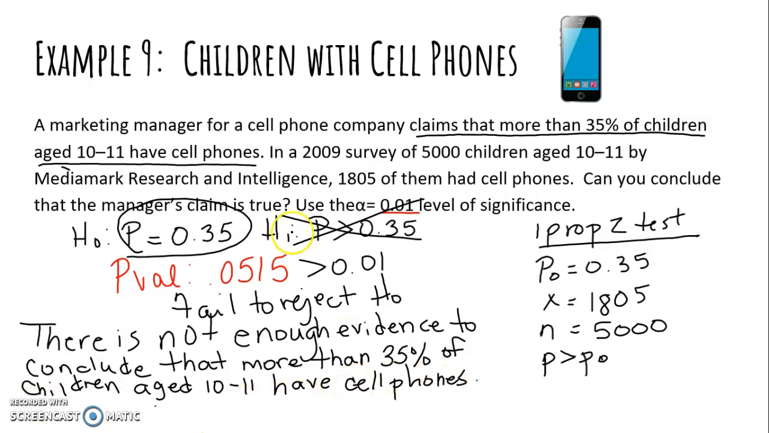Now, if I were to ask you to do a confidence interval, you would do a 1 prop z interval and pretty much enter the same info. And in order for it to agree with what our conclusion said, because we said there's not enough evidence to conclude that more than 35% have cell phones, that means that it's possible that it is 35% that have cell phones. So in order to agree, our confidence interval would contain 0.35, because that would show that it wasn't greater than 35%. All right, that's all we're going to do.